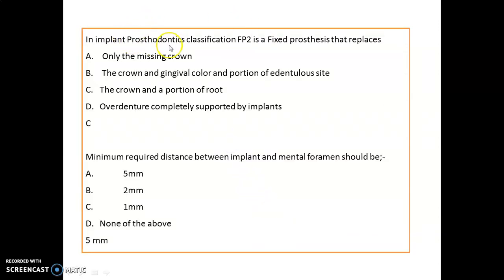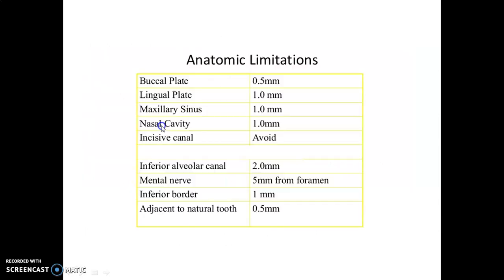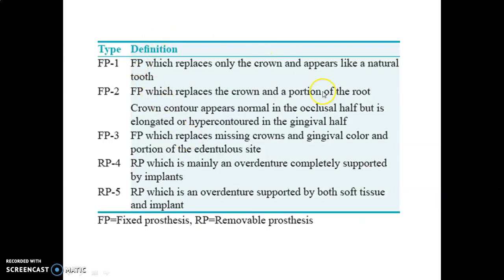Now, implant prosthodontics: if the word FP2 is there, what does it mean? It means the crown and a portion of the root. The minimum required distance between an implant and the mental foramen is around 5 mm. Let's see the important anatomic limitations. Buccal plate 0.5 mm, lingual plate 1 mm, sinus 1 mm, nasal cavity 1 mm, incisive canal often avoided, inferior alveolar canal 2 mm, mental nerve 5 mm from the foramen, inferior border 1 mm, and adjacent to a natural tooth 0.5 mm.